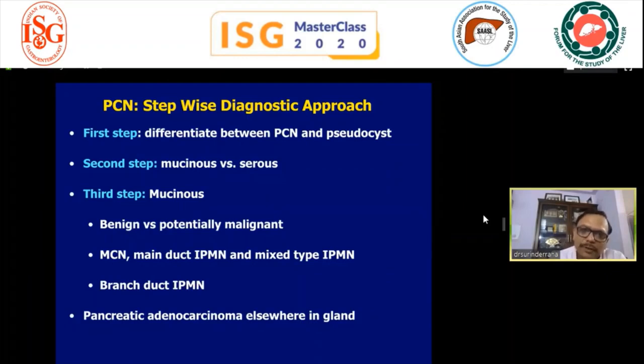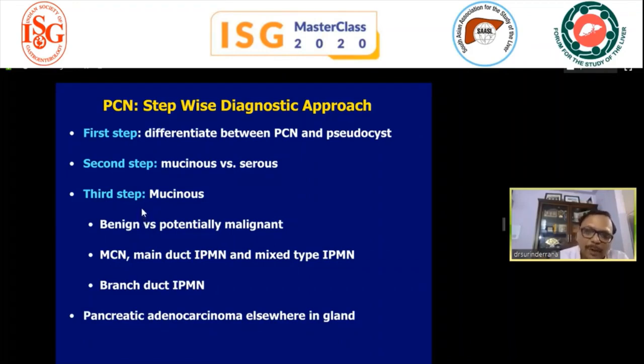The first step is to differentiate between a pancreatic cystic neoplasia and a pseudocyst, which is most of the time easy. You can have an elevated amylase and lipase, telltale signs of pancreatitis. So I'm not going to discuss that. The second step is to differentiate serous versus the rest. And finally is to accurately diagnose mucinous versus the rest.